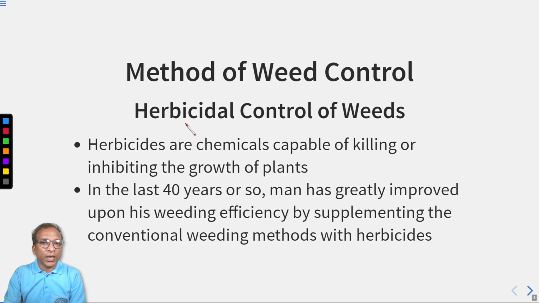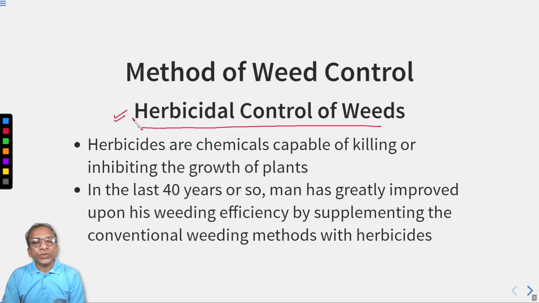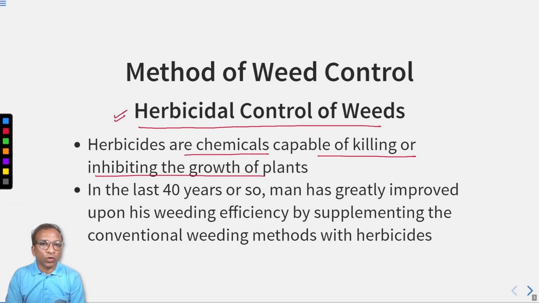So let us start. The first thing is the herbicidal control of weeds. How to control weeds? There are different methods, right? So the first method is the herbicidal control of weeds. Herbicides are the chemicals capable of killing or inhibiting the growth of the plant. So these are the chemicals that are used to kill weeds, right? And they also inhibit the growth of the weed plants.